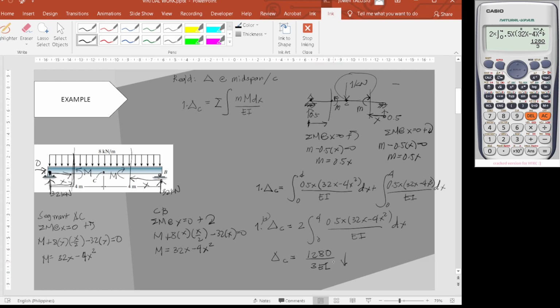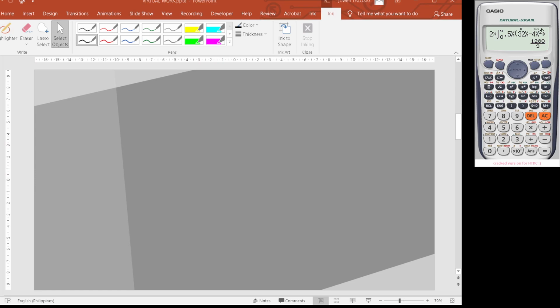So that's how you can solve deflection using the virtual work method. Okay, the next one, class, is on frames.